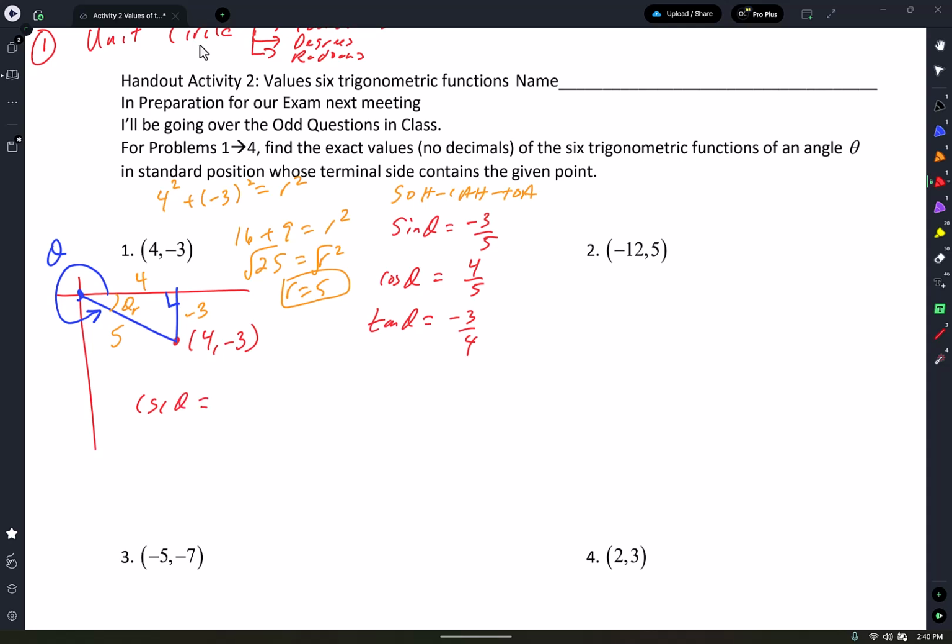And then I'm just doing the reciprocal ones. Cosecant is the reciprocal of sine, so negative 5 over 3. If you want to put the negative with the 3 or put the negative more in the middle, that's fine. It's not a big deal. Secant is the reciprocal of cosine, 5/4. And then cotangent is the reciprocal of tangent, 4 over negative 3 or negative 4/3, whatever you prefer.